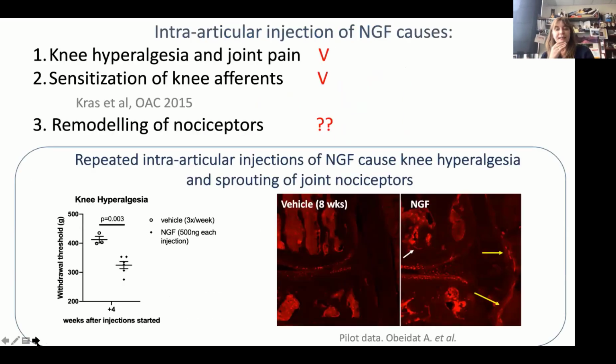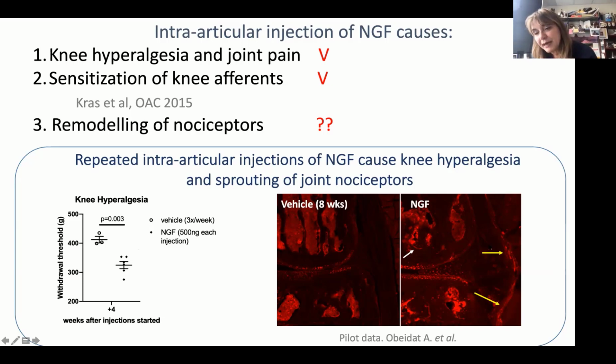But these are pilot data. But what we do know, we've also been doing some studies where we inject nerve growth factor intraarticularly in the joint of a healthy mouse. And what we are inducing is knee hyperalgesia and joint pain. You can see this here in the graph on the left. So as I said, these are pilot data, but this is again looking at knee hyperalgesia. So here is the baseline. And when we do repeated injections of nerve growth factor, these mice develop knee hyperalgesia.